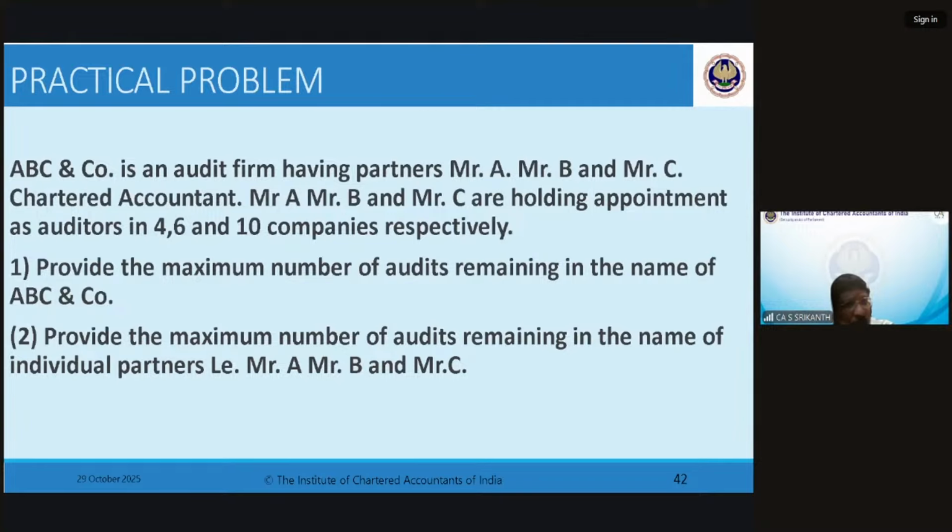So, maximum available for ABC, and for A, B, and C. You should just know how to reduce from 20, that's all. Multiply 20 by 3, like that.